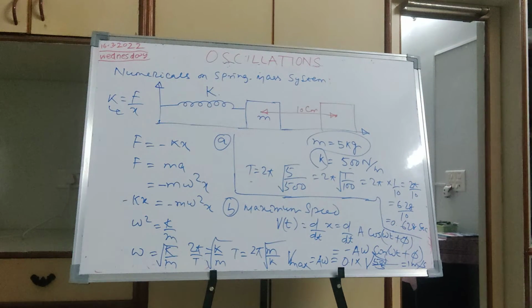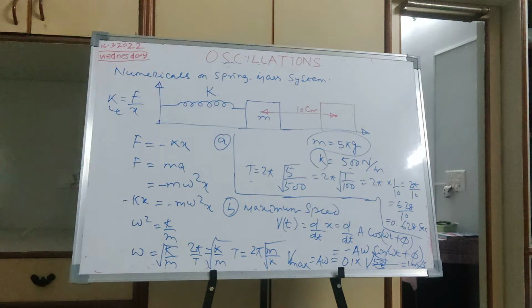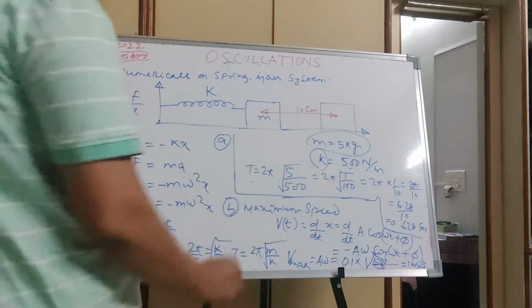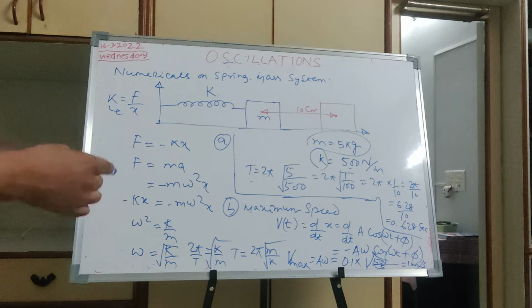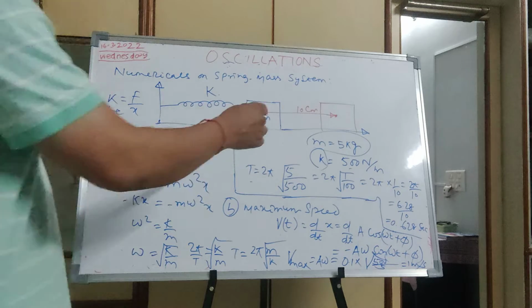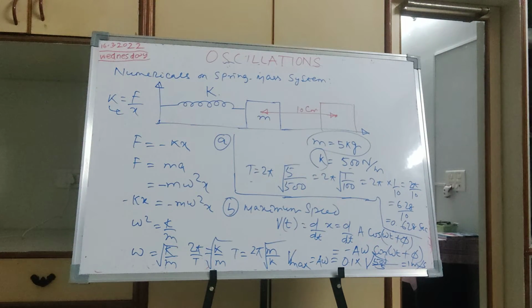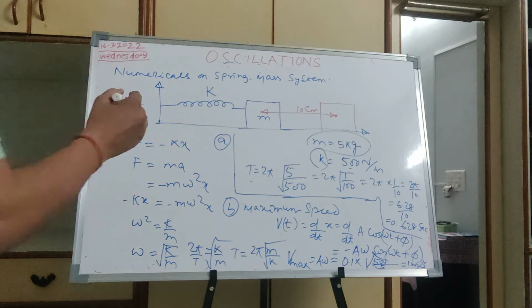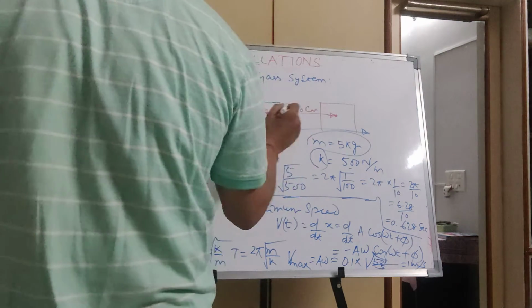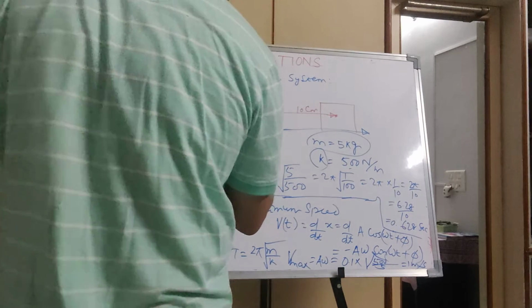So it is asking what is the time period. Initially the mass is displaced by a distance of 10 centimeter, and from there it is released. When it is released, it has gone 10 centimeter that side, and it will come back 10 centimeter this side also.